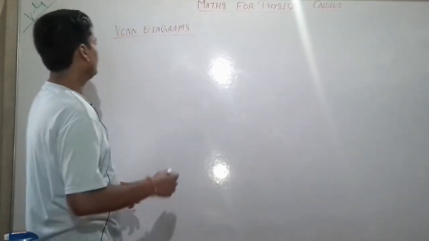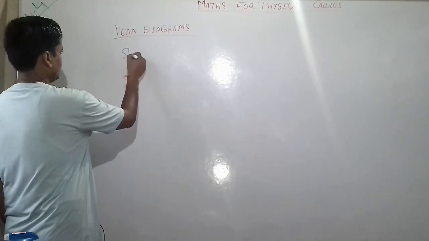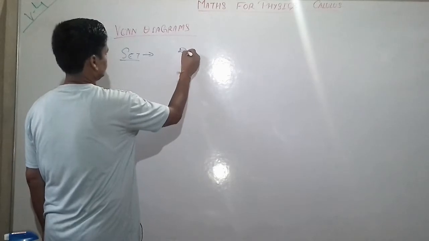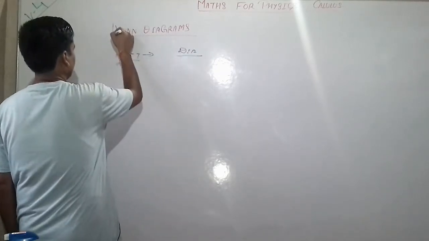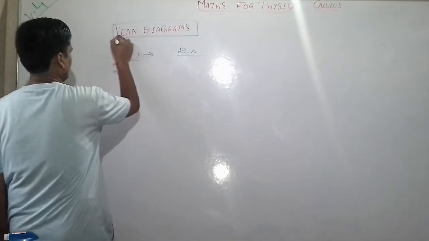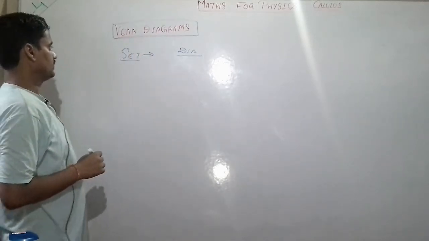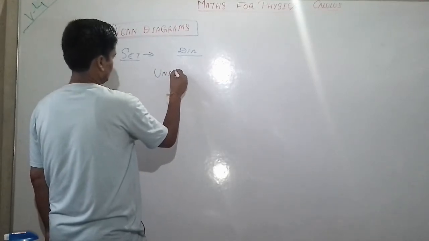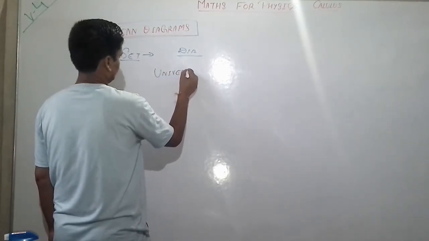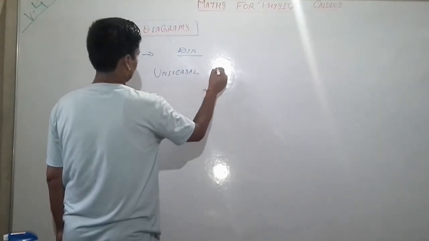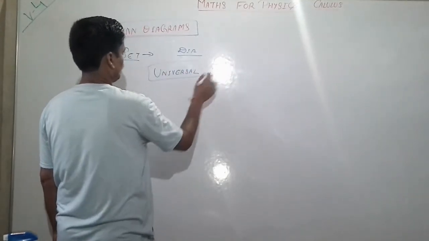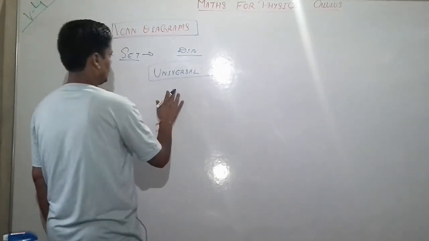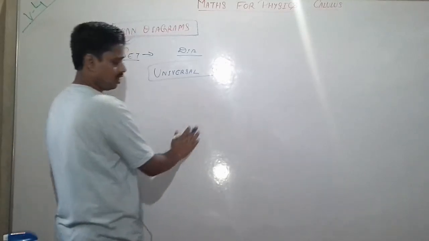What is Venn diagram? We can represent set and relationship between set through diagrams, and Venn diagrams are the best way to represent relationship between set. So in Venn diagram, we first of all take universal set U, and we try to look whether any subset belongs to this universal set or not.